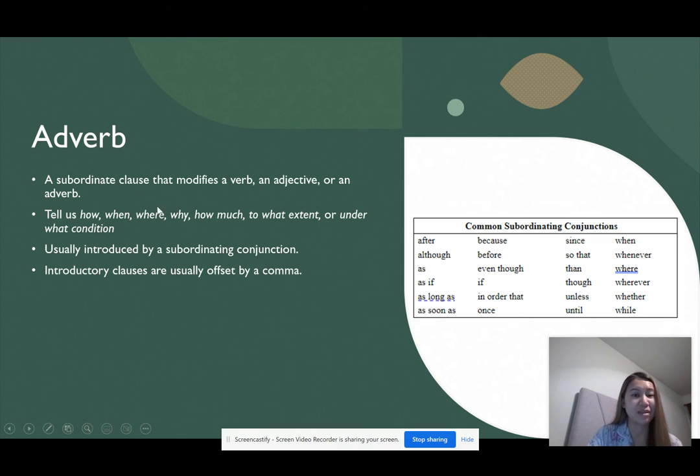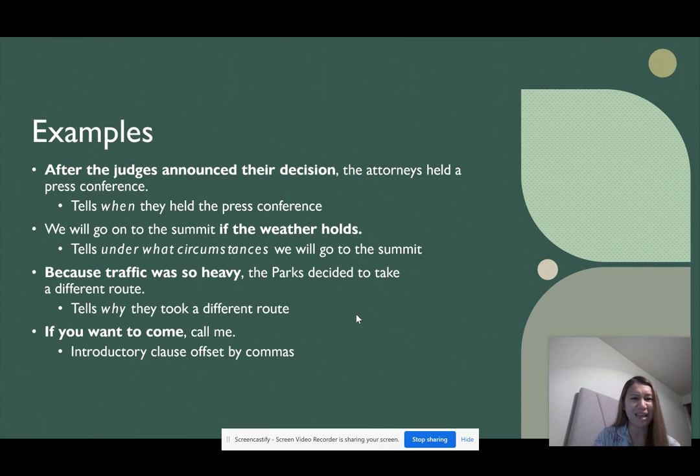So the adverb clause answers these questions, and it is usually introduced by a subordinating conjunction. Introductory clauses are usually offset by a comma. These are examples of subordinating conjunctions. If you see these, then there's a huge possibility that you're looking at an adverb clause. Let's look at the examples. After the judges announced their decision, the attorneys held a press conference. After is our indicator here.